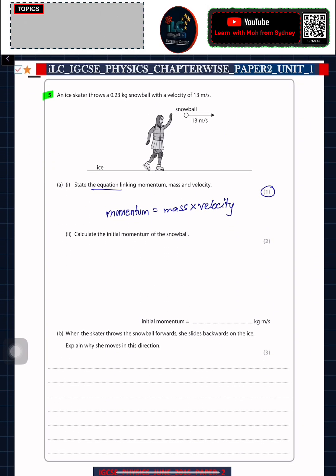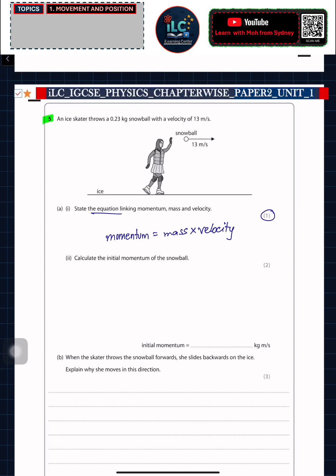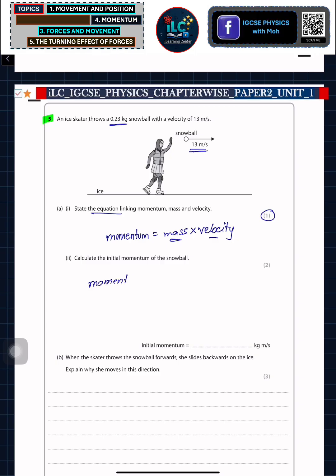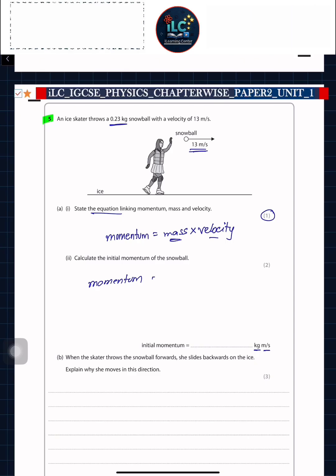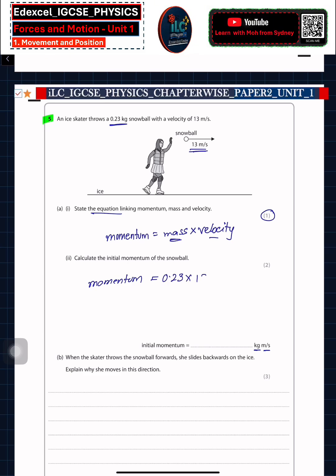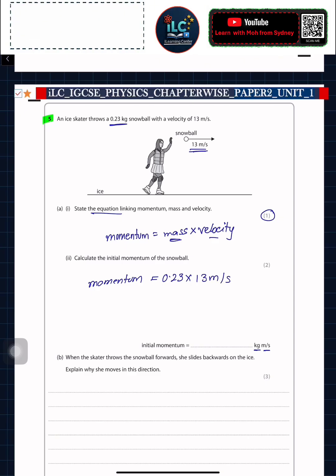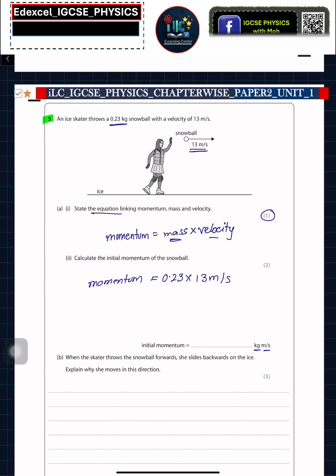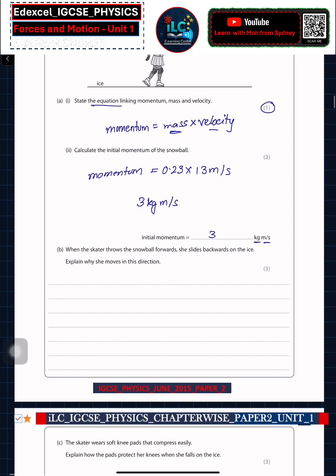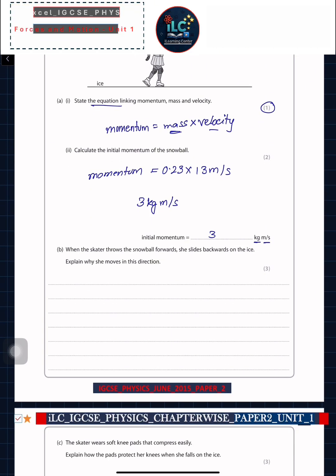The next question says what is the initial momentum? If we have a look here, they have given you the velocity. You need velocity to find the momentum and you need the mass. Mass is here. Again, it's important that you understand when we try to do the momentum, we use kg and meter per second. This is a unit as well. Because the mass is already in kg, we don't need to do anything. We'll just multiply and we'll say it's 13 meter per second. And then the result is straightforward. It's 3 kg meter per second.